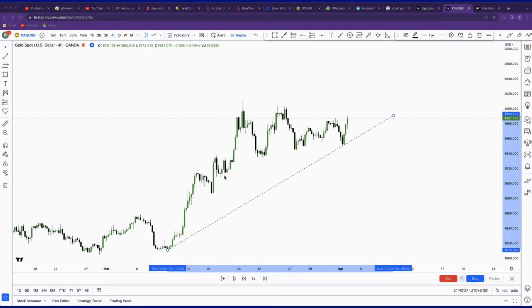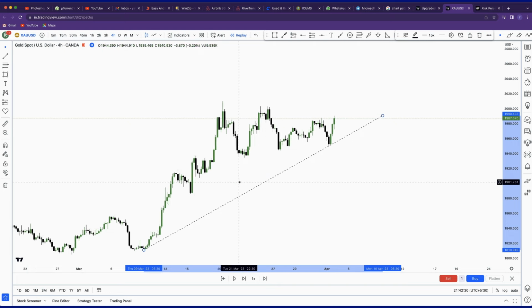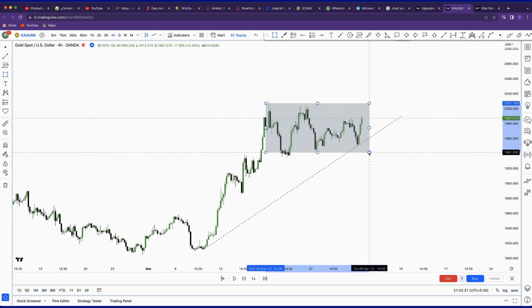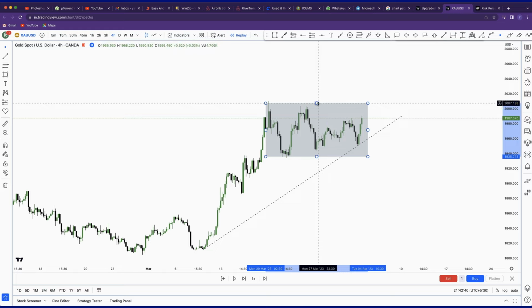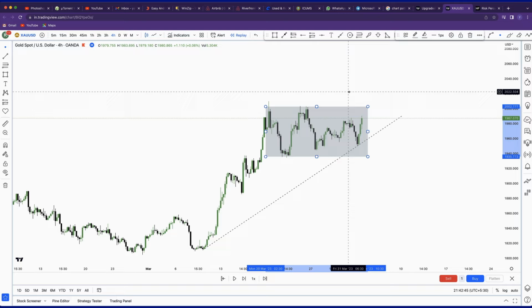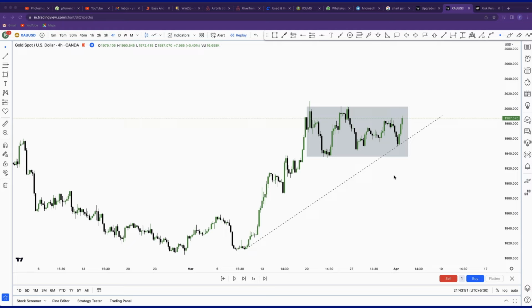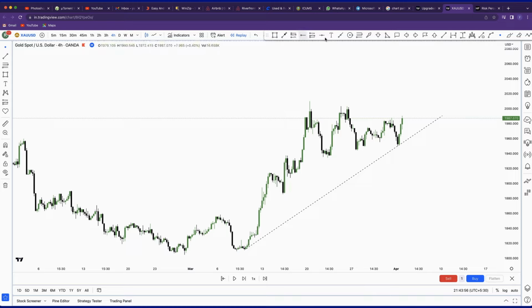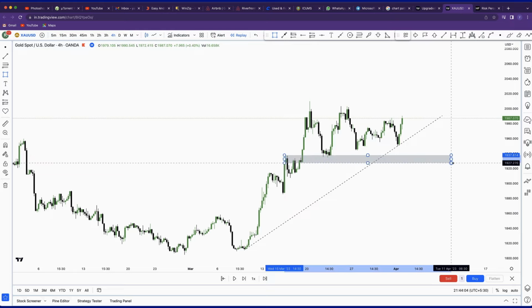Now, how did I determine whether price will continue the uptrend? Because even though price is trending upwards, we had a consolidation around this area. Now, you need an eagle eye to be able to determine your patterns. So quickly, the next thing I did was to draw my support and resistance. So this is my support and resistance.